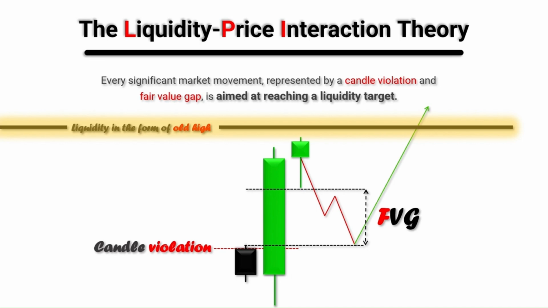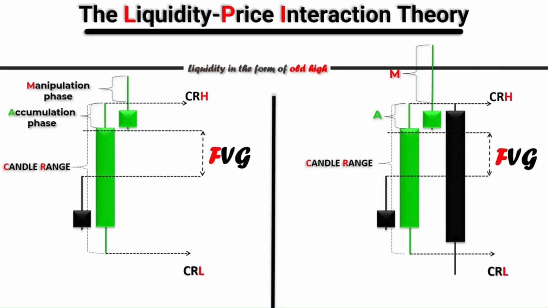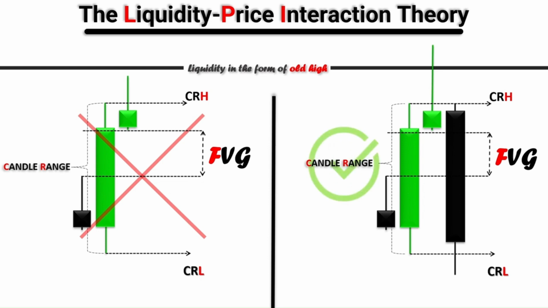Meanwhile, consider the candle range that the price at the accumulation phase or manipulation phase has reached a liquidity level. This candle range will have all confirmations to trade. In the upcoming videos, we will discuss the liquidity price interaction theory in more detail.